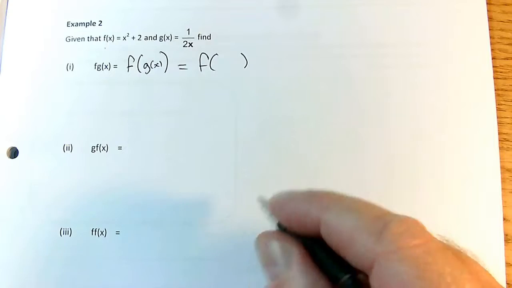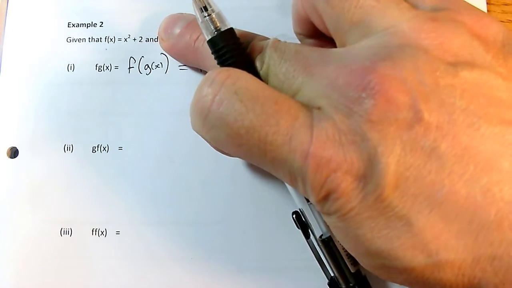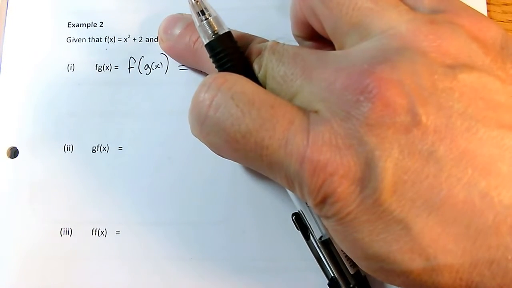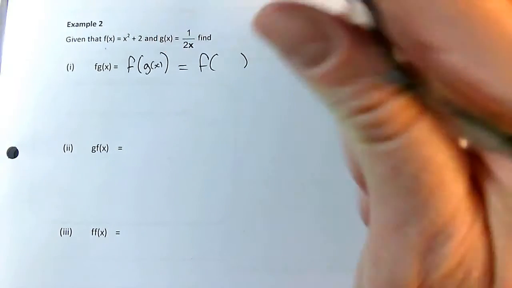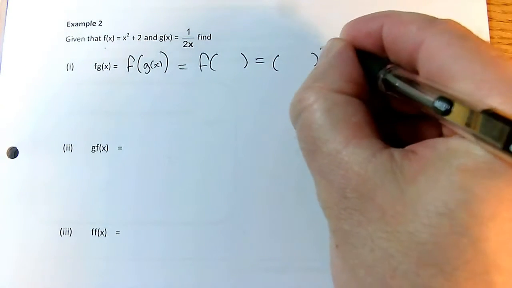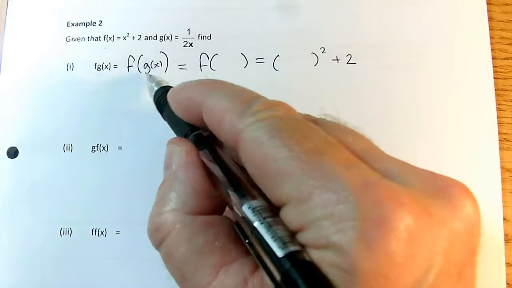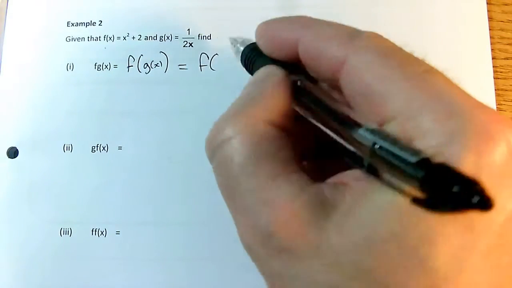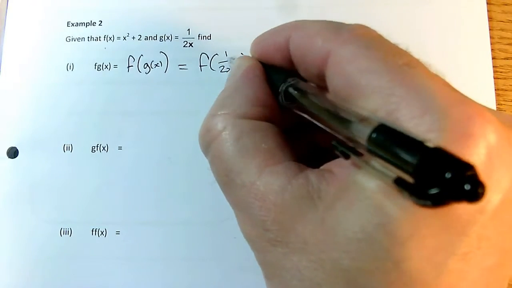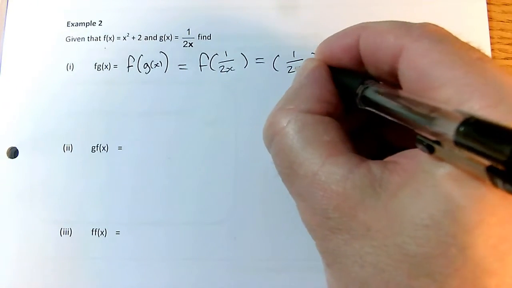So do I need to know what g does for this bit? No, I don't. So cover that up. What does f do to x? F of x is x squared plus 2. So f of bracket is bracket squared plus 2. Okay, fill in the details. Okay, g of x inside the bracket. So inside this bracket, g of x is 1 over 2x. Whatever I put in that bracket, it's 1 over 2x in this bracket.